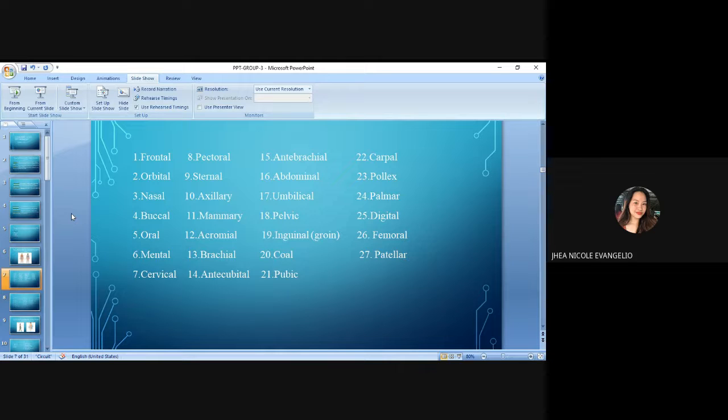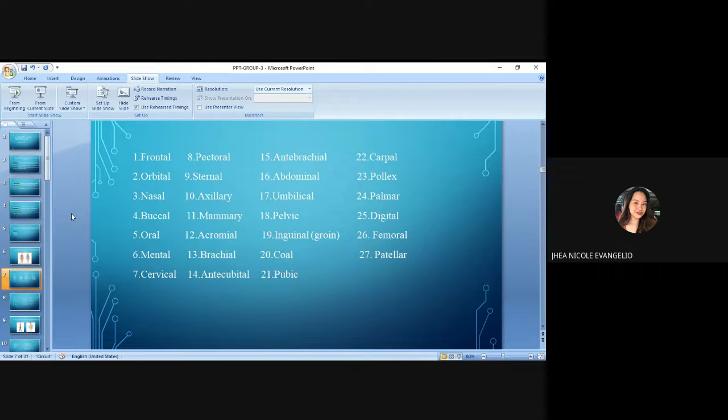19, inguinal or groin. 20, coxal, located at the hip. 21, pubic or pubis. 22, carpal or wrist. 23, pollex, located at the thumb. 24, palmar, located at the palm. 25, digital, located at the fingers.